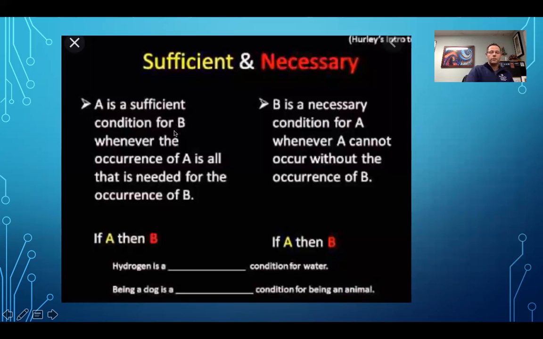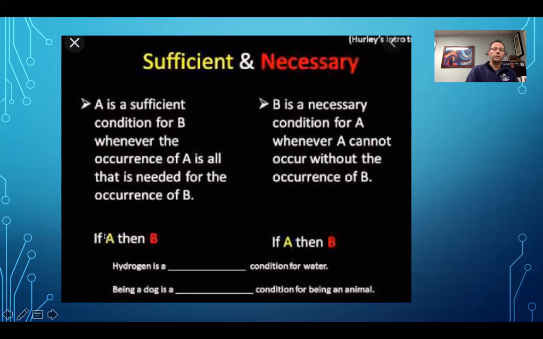A is a sufficient condition for B whenever the occurrence of A is all that is needed for the occurrence of B. Like if you have A, you're definitely going to have B. It's enough. But B is a necessary condition for A whenever A cannot occur without the occurrence of B.